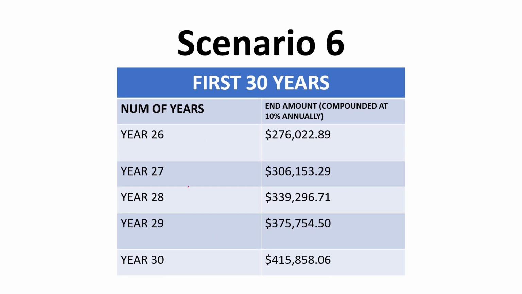Last but not least, everyone, end of year 26, $276,022.89. End of year 27, $306,153.29. End of year 28, almost $340,000. End of year 29, $375,000. And then end of year 30, last but not least, everyone, $415,000, almost $416,000. That is our end result at the end of year 30.